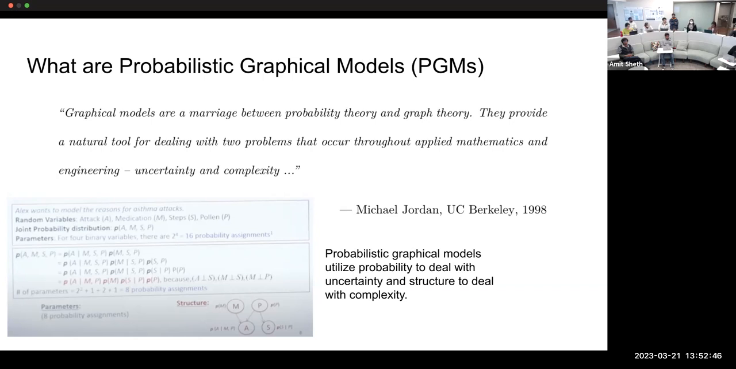Should we not talk about conditional probability? It's a conditional probability he's talking about, because it says medication given. Right, that's what the formula says. But when you talk about joint probability, anyway, it's a different task altogether. I think it's saying that the joint probability is given by all these conditional probabilities.